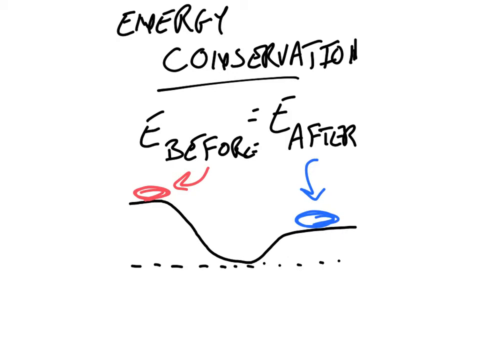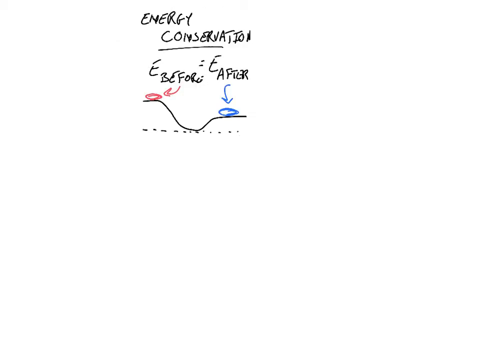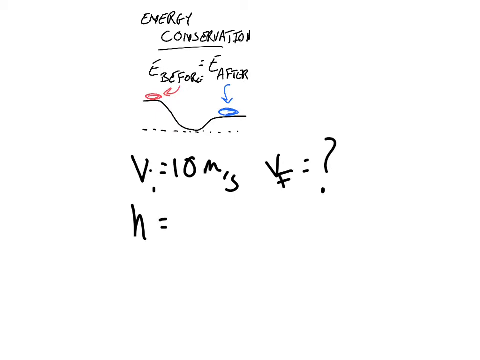Let's write our variables. Let's say initially it's going 10 meters per second. That's the initial. And let's say it wants to know the final. Let's say it starts at a height of 100 meters, and that's the initial height. The other height, let's say it's half that, 50 meters off the ground.